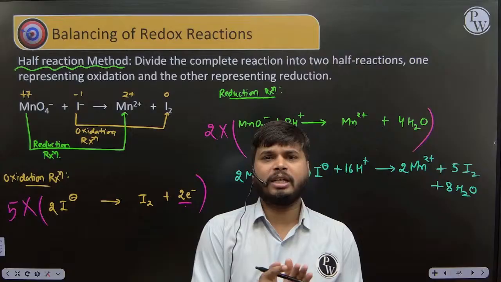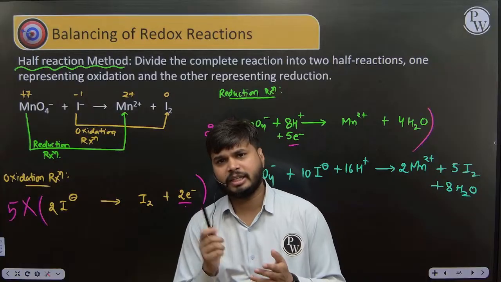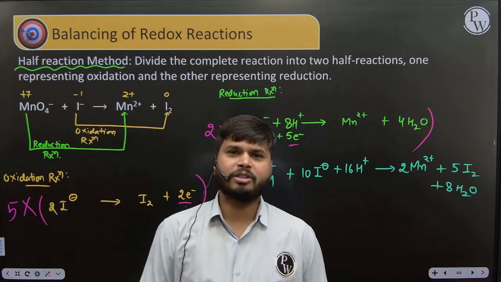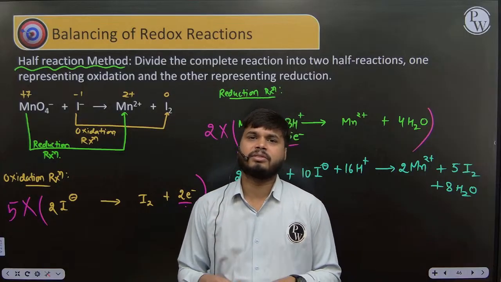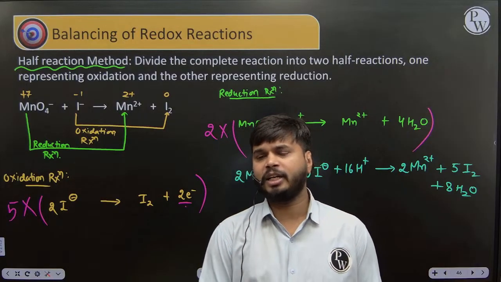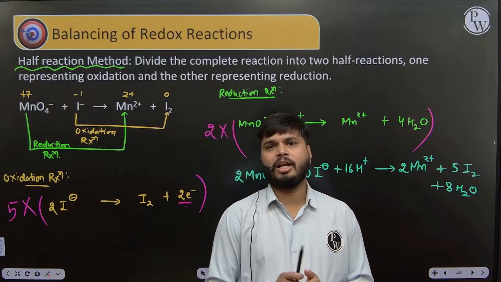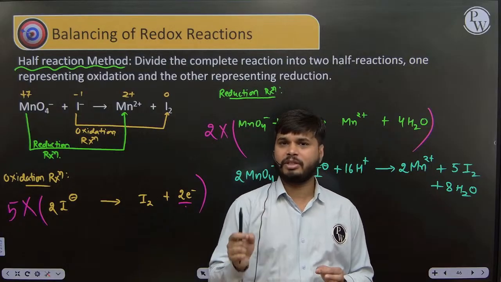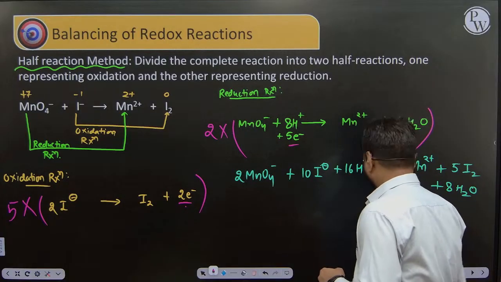Then we have moved to our next chapter, which was redox reaction. In the redox reactions, we have seen how to calculate the oxidation number. After the calculation of oxidation number, we have done the balancing part: balancing of the reactions with the help of half reactions. With the help of half reactions, we have divided the reaction into two halves, the oxidation reaction and the reduction reaction. Then we have clubbed those reactions after balancing each reaction. So this is all from my side.